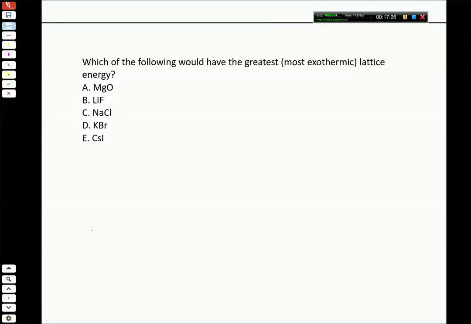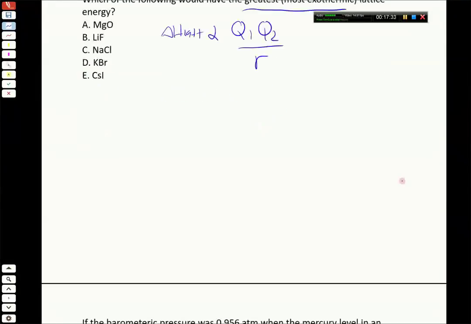Now, the next type of question we have for lattice enthalpy, which we also had a little bit of trouble with, was just comparing lattice enthalpies. So here we're looking for which of the following compounds would have the greatest, or most exothermic, most negative lattice energy. When we're doing these types of comparisons, we have to recognize that the lattice enthalpy is proportional to the product of the two charges divided by the distance between them, r. Q1 and Q2 are the charges of the anions and the cations that make up the ionic compound, the charges of the ions.